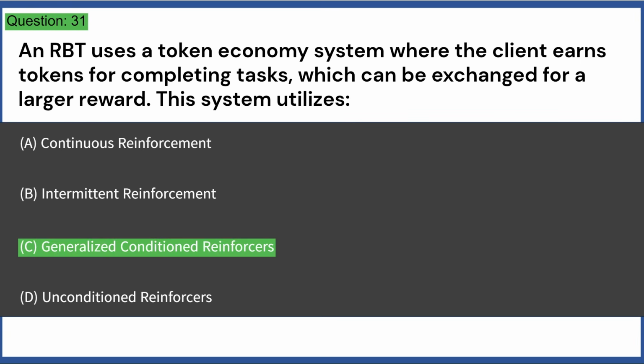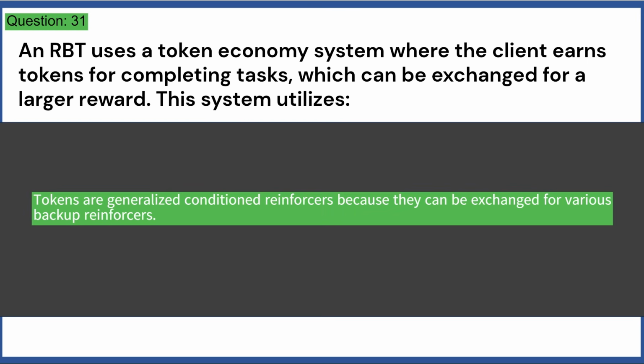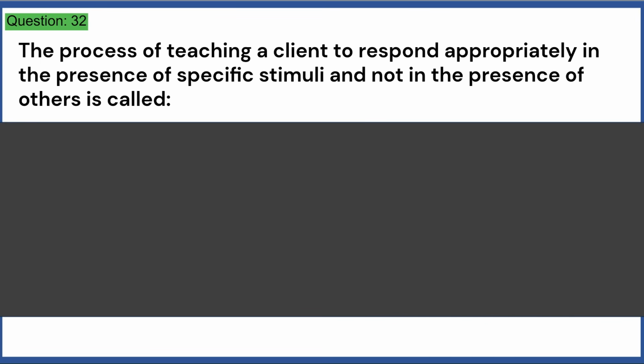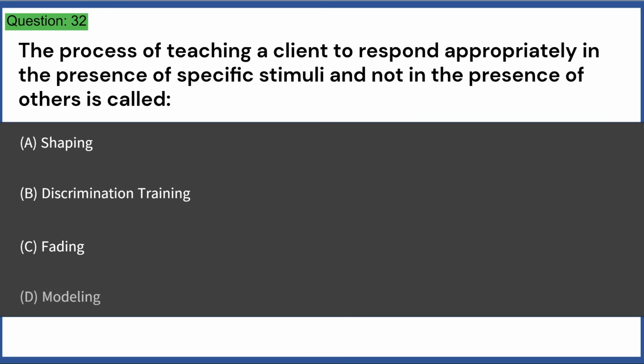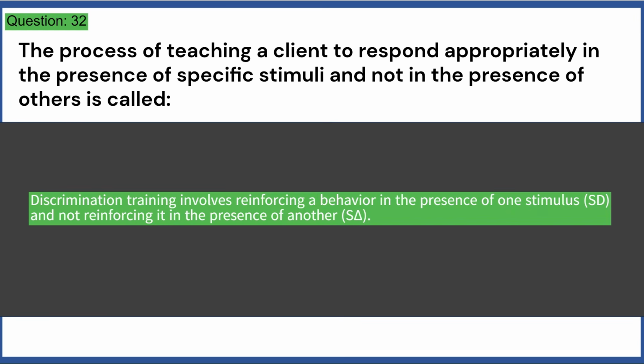Answer: C. Tokens are generalized conditioned reinforcers because they can be exchanged for various backup reinforcers. The process of teaching a client to respond appropriately in the presence of specific stimuli and not in the presence of others is called: A. Shaping. B. Discrimination training. C. Fading. D. Modeling. Answer: B. Discrimination training involves reinforcing a behavior in the presence of one stimulus, S^D, and not reinforcing it in the presence of another, S delta.